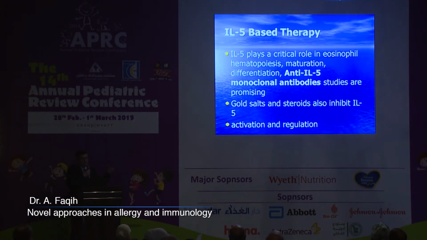Next is the interleukin-5 based therapy. And we have already developed monoclonal antibodies, and it's maybe a few months until we have it in the market. And also, in the old days, we used to use gold salts and, of course, steroids for treating asthma, especially gold salts in the 50s and 60s. And the way it works is that it inhibits interleukin-5.